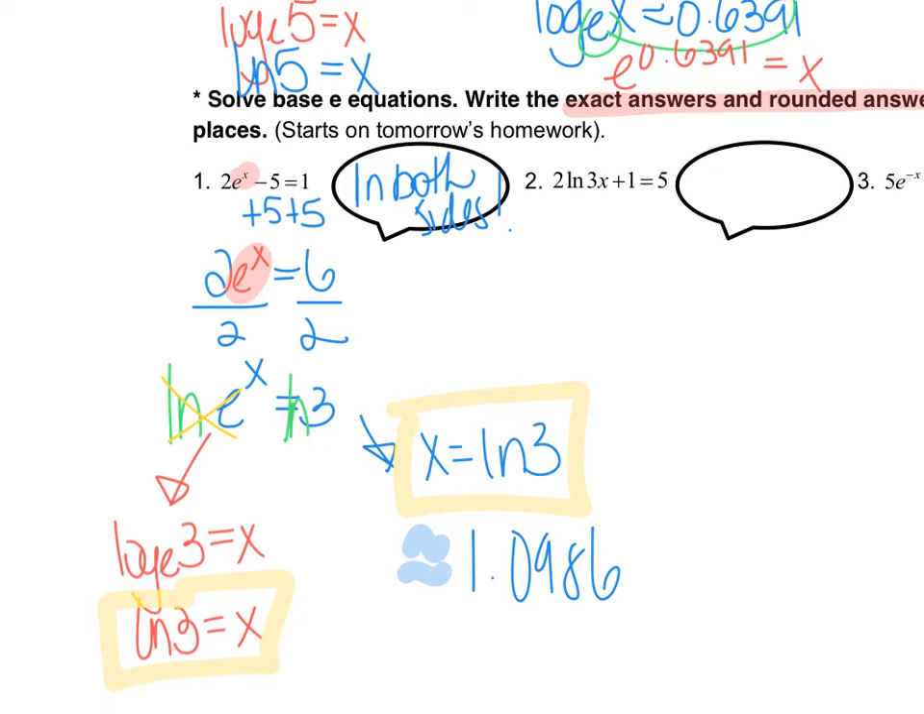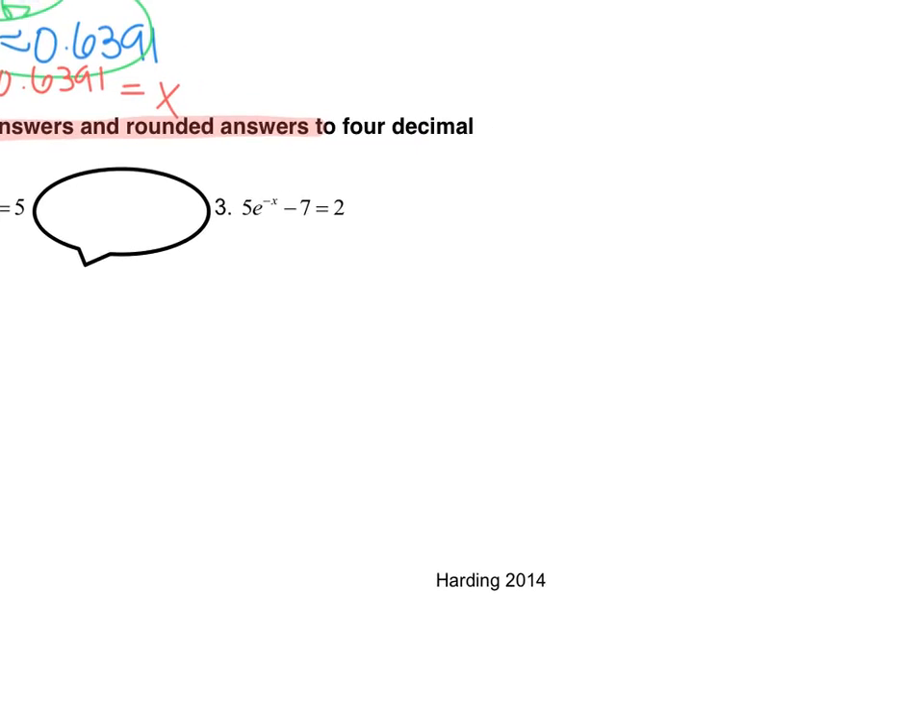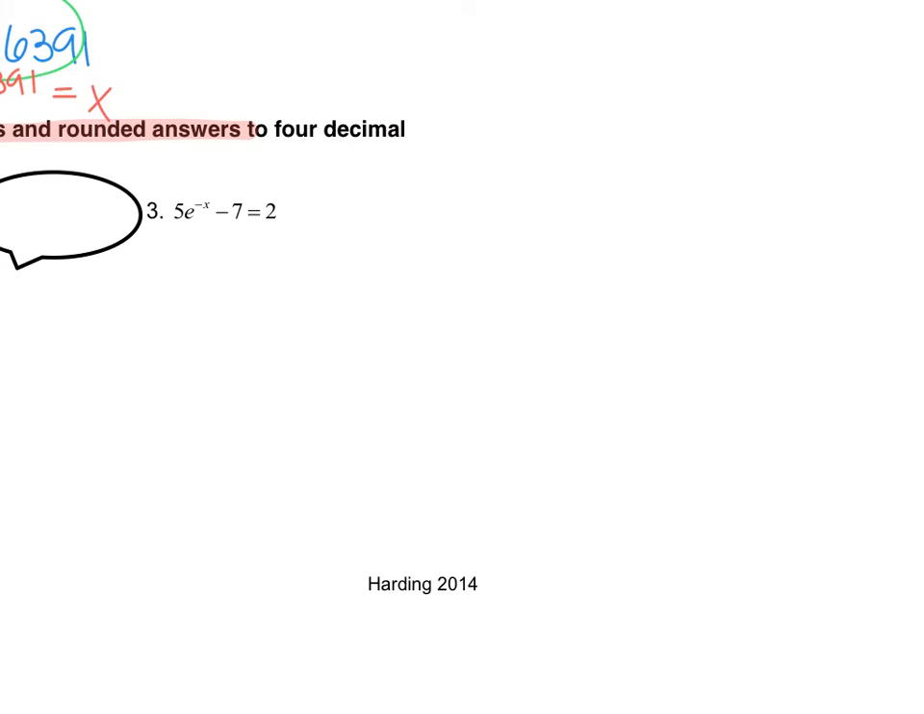Okay, so let's jump over to number 3, and then we'll go back to number 2. So number 3, I'm going to do this over to the side a little bit because I kind of wrote too big on that part. In number 3, here's my e to the x.